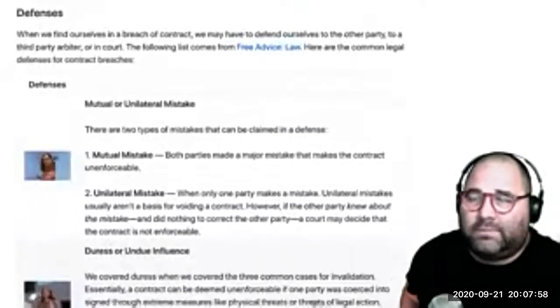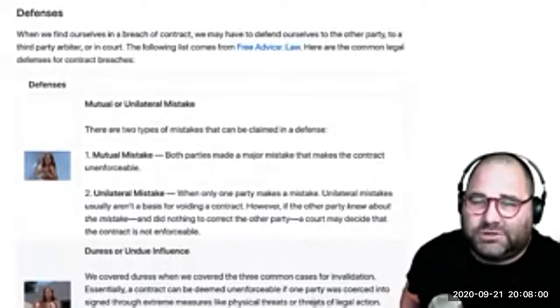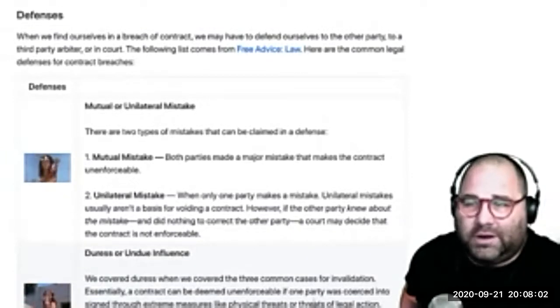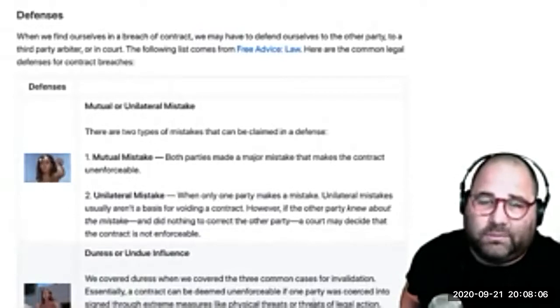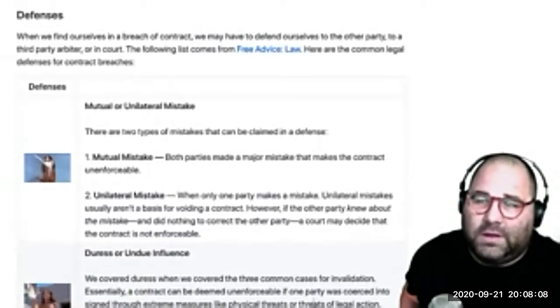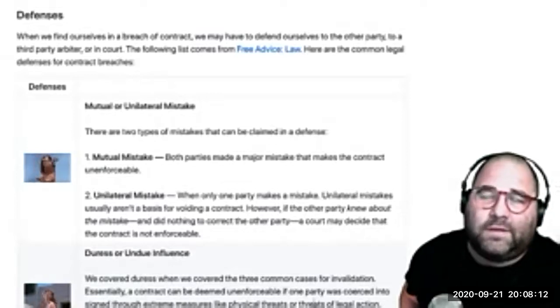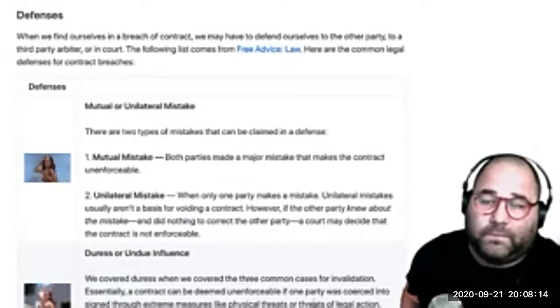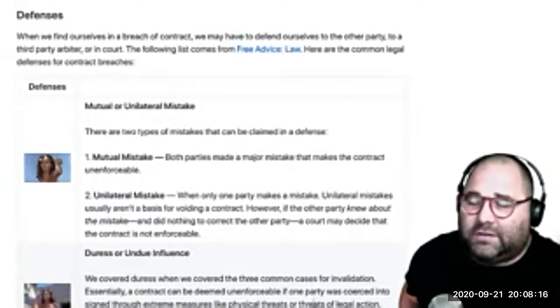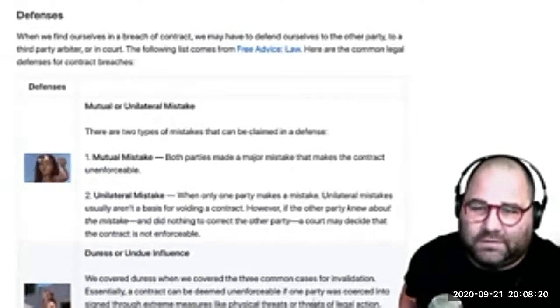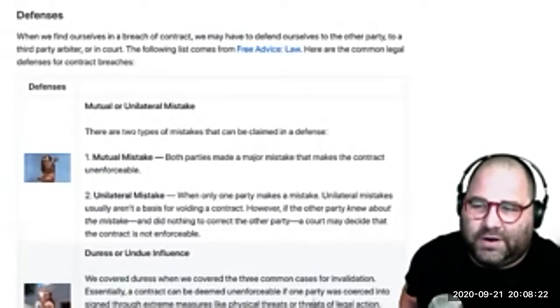So finally, let's wrap up with defenses, and I'm just going to blow through this real quick. When we find ourselves in breach of contract, we have to defend ourselves to the other party, to a third party arbiter, or in court. The following list comes from Free Advice Law. These are common legal defenses to contract breaches. This is basically the arguments you make. So there was a breach of contract. This is how you explain why it happened. Why was there a breach of contract?